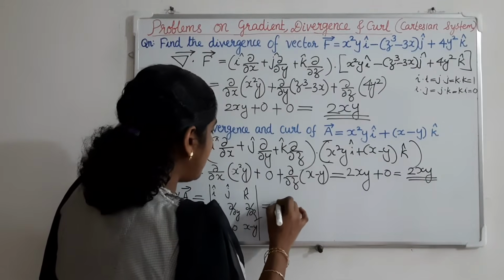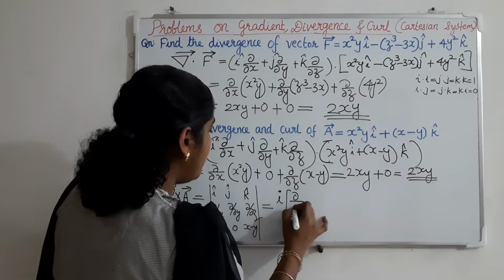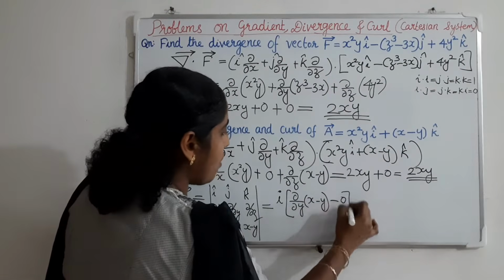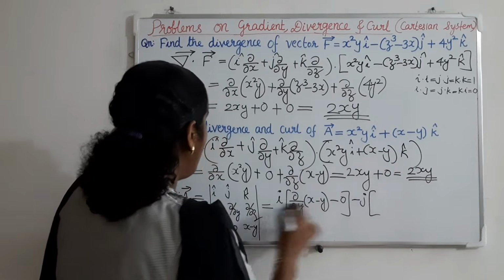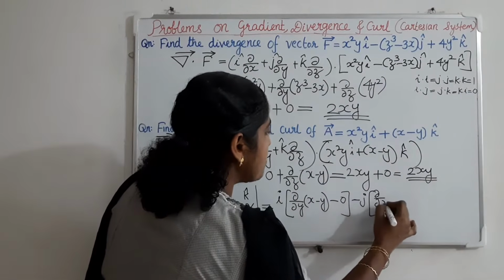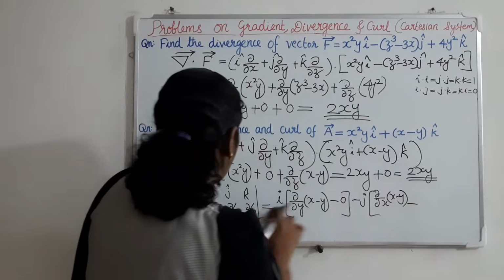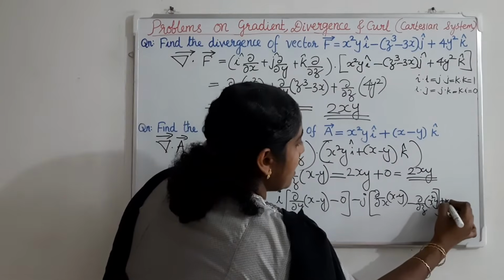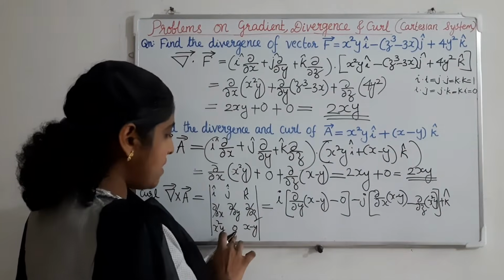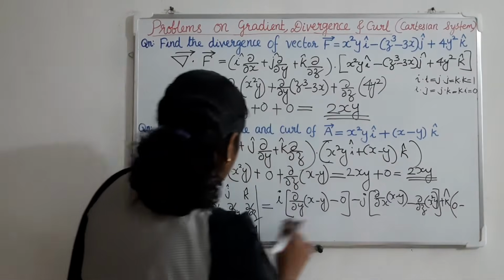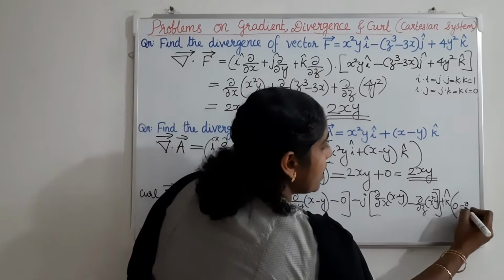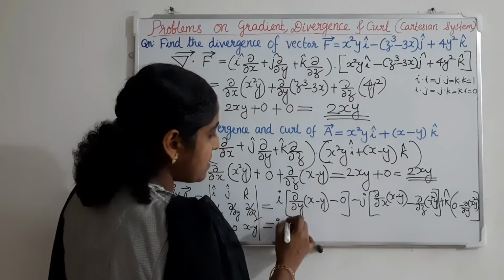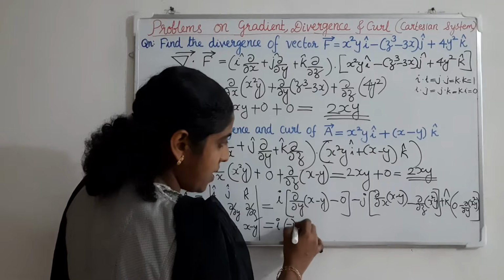So using the determinant method, i into [∂/∂y of (x − y) minus ∂/∂z of 0, which is 0], minus j into [∂/∂x of (x − y) minus ∂/∂z of x²y], plus k into [∂/∂x of 0 minus ∂/∂y of x²y]. That is equal to i into ∂/∂y of (x − y), that is −1.